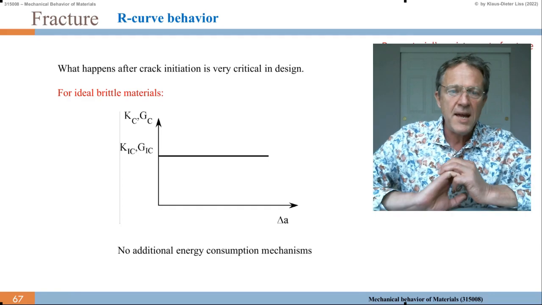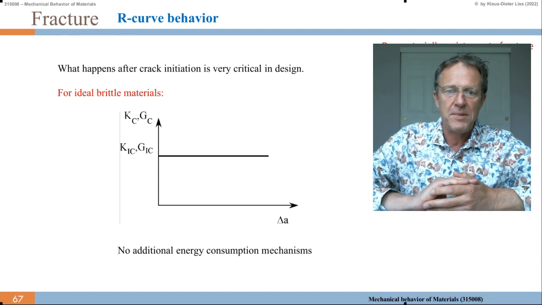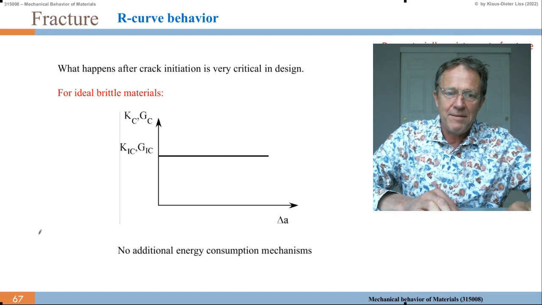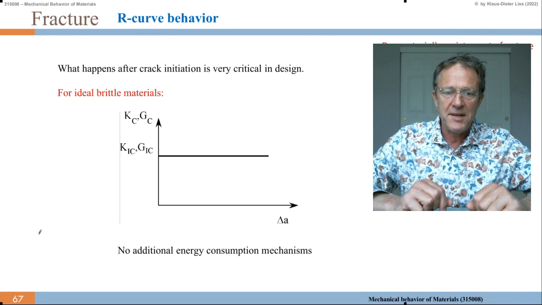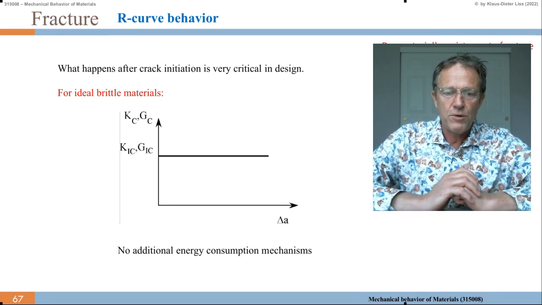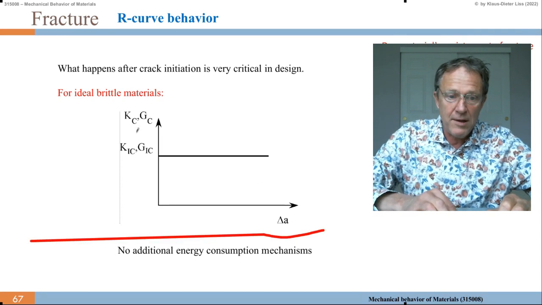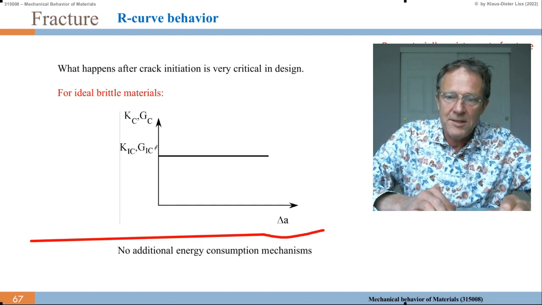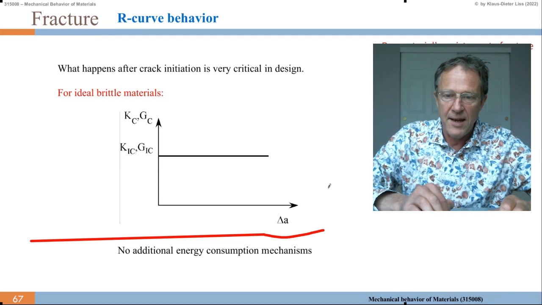Welcome back after the break. Because it's so important, I like to go over this last chapter again. So what happens after the crack initiation is very critical in the design. For ideal brittle materials, we have this behavior as shown already, namely when the crack grows with delta A here on the horizontal axis, the stress intensity factor and the strain energy release rate, they keep constant as a function of delta A.